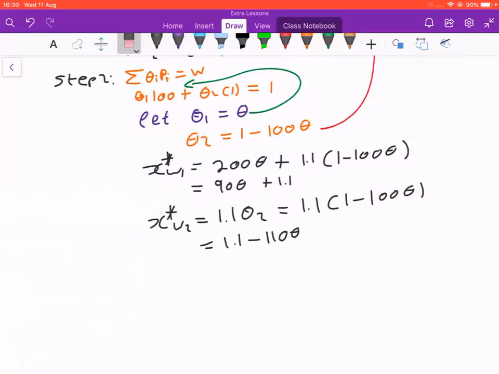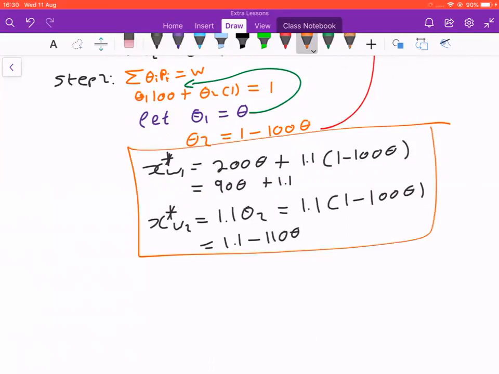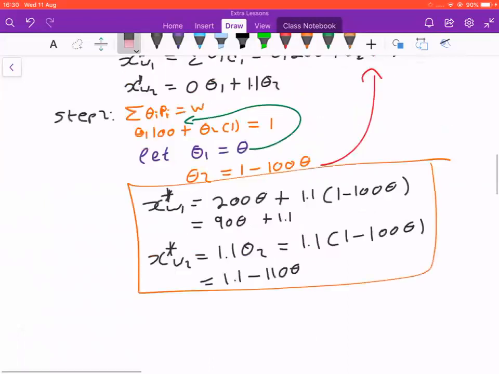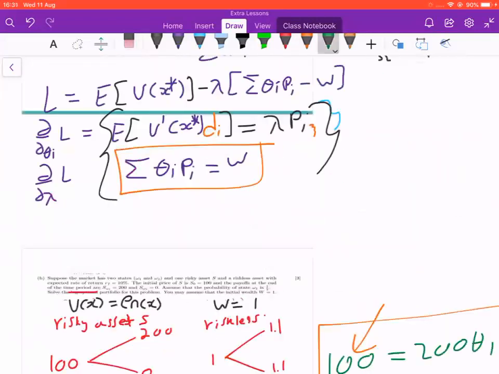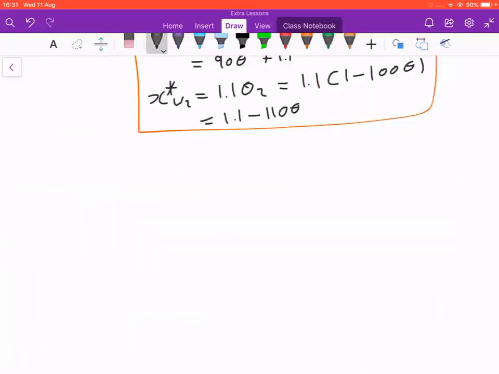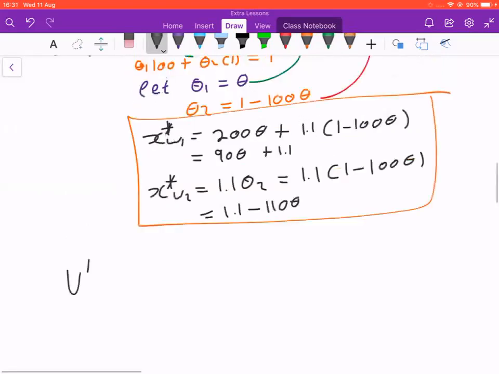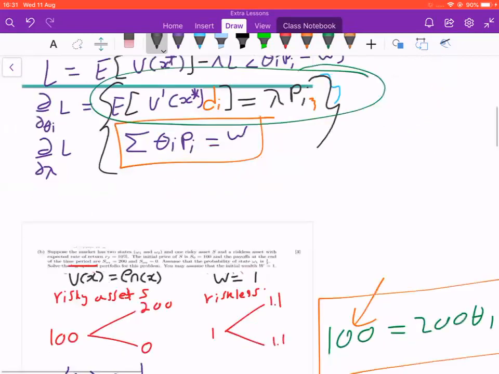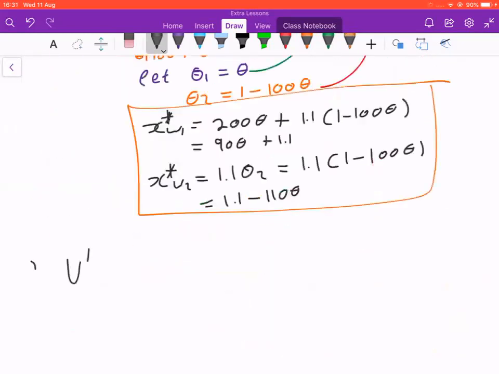I have simplified the payoffs to this. So this is our state payoffs. So now we only have to solve for one equation. We only have to solve for this equation over here. So how do you write it down? We say that the expected utilities is going to be the expectation of mu x star times di equals to lambda p, right?